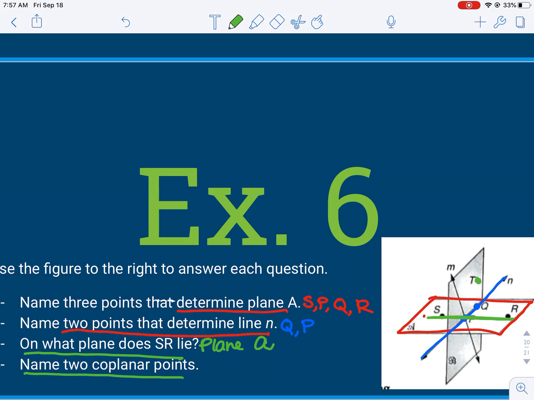And then I'm asked to name any 2 coplanar points. So if I pick T, I can pick Q or P. If I pick R, I could pick Q, P, or S. If I pick Q, I could pick T or R or P or S, right? Because Q and T are on plane B, but Q and R are both on plane A. So I've got a few different choices there. I'm going to pick S and Q because I like those letters. You can pick whichever 2 you want as long as they're on the same plane.